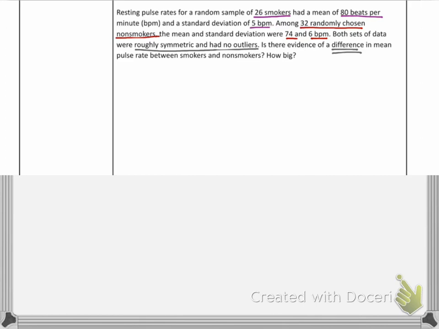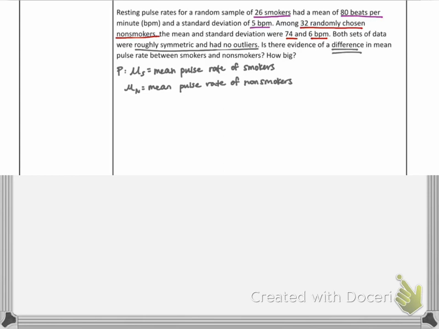And if you'd like to give this a shot beforehand, you're welcome to. Otherwise, you'll have a chance to practice one on your own in a minute. But we're going to start with the P step. So on my P step, I'm going to define 2 means, 2 parameters, and I'm going to use S and N to represent smokers and non-smokers. That just helps me stay organized.